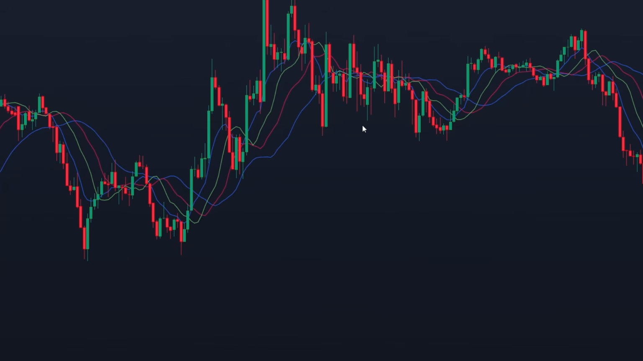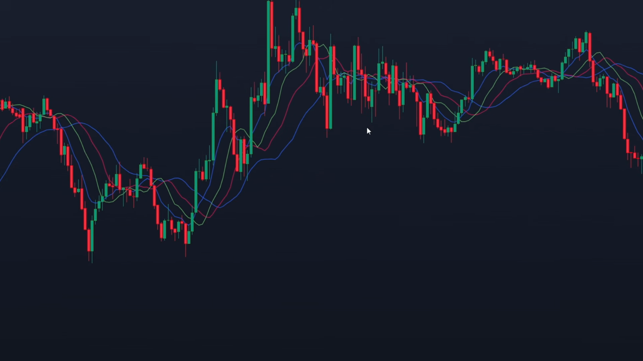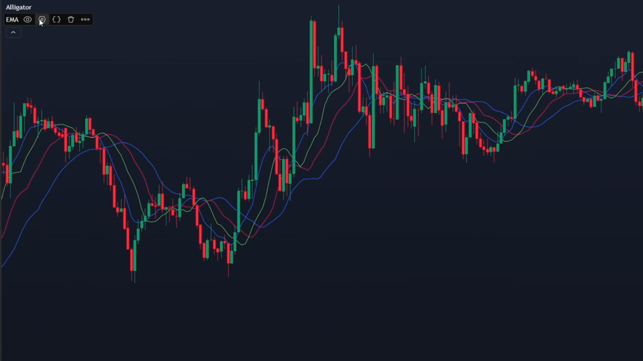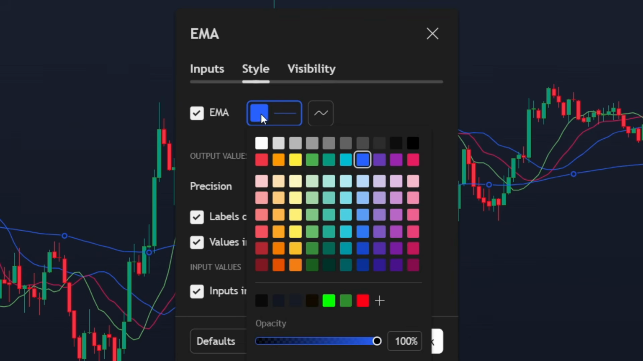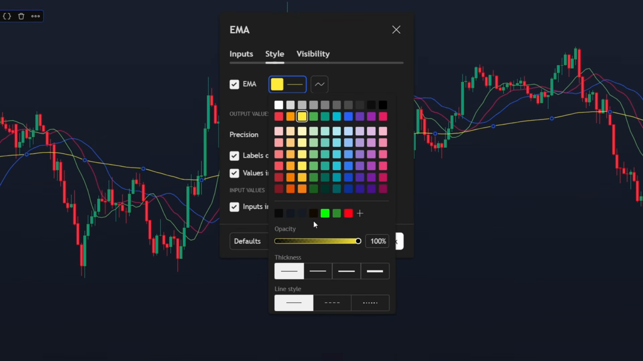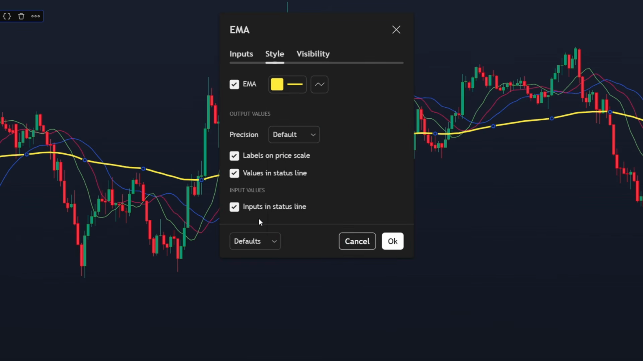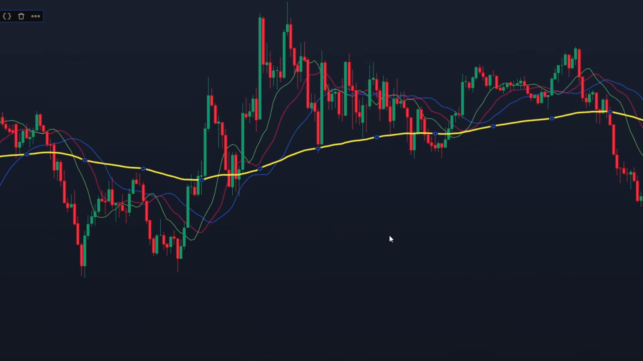Add the standard EMA indicator, and then open its settings. In the Inputs section, change the length of the EMA to 144, which again is a Fibonacci number. Then go to the Style section, change the color of the line to yellow, and increase the thickness so it is easier to see on the chart. Now we have everything set up.